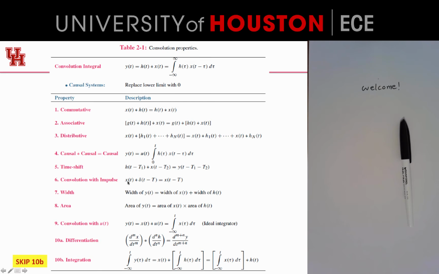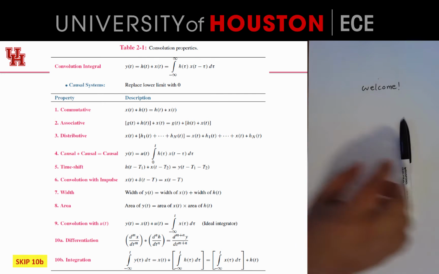The other property says that if you convolve any signal with an impulse, you get a snapshot of that signal. The snapshot happens when whatever is inside the delta goes to 0. So when t minus T is 0, when little t equals capital T, that's when this delta function has a non-zero value. That's the point at which this signal gets snapshotted.